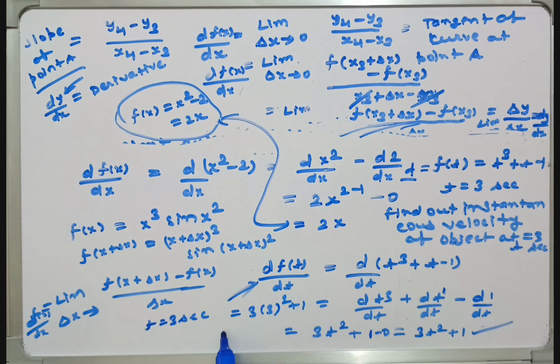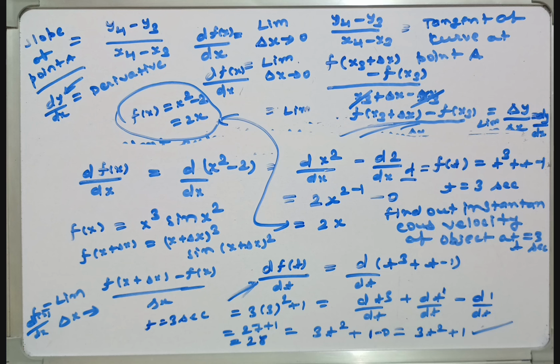Okay, so this way you can use these derivative methods in physics for solving problems. This is one particular case where differentiation is being used for finding the instantaneous velocity of the object. Okay, so next one, guys, we have to find a derivative of this one.